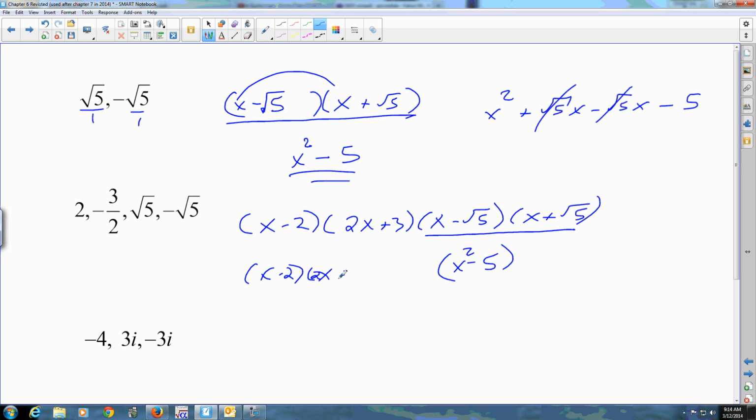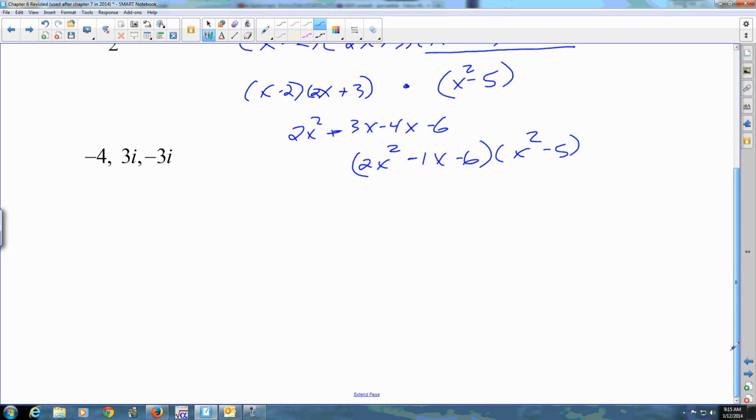Oops, 2x plus 3. If I was multiplying these together, I'd go ahead and get these two and then multiply it by that. So you'd have 2x squared plus 3x, oops, minus 4x minus 6. So then you'd have 2x squared minus 1x minus 6 times x squared minus 5. Now, you guys are welcome to do the distributive property. Okay, so you'd multiply this all through.